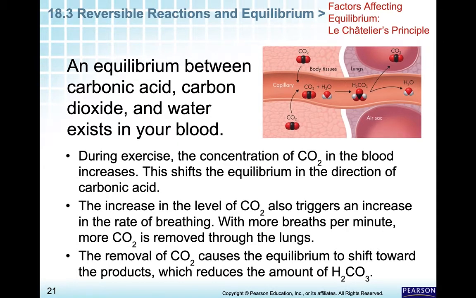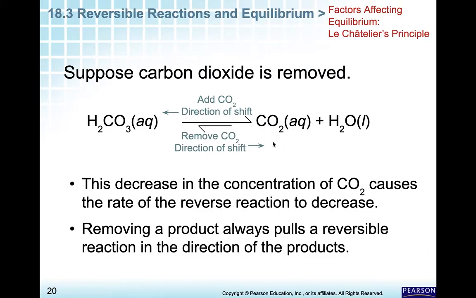Let's talk about one specific example. As people, we have an equilibrium between carbonic acid, carbon dioxide, and water in our blood. Now, during exercise, the concentration of carbon dioxide in our blood increases, which would shift equilibrium in the direction of carbonic acid. Going back to this reaction, exercise increases this. The system would shift towards the reactants, making more carbonic acid.